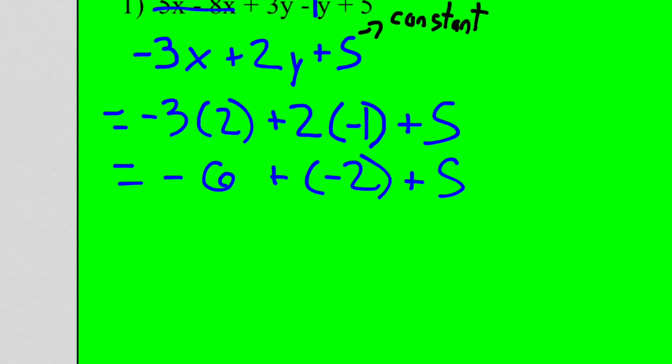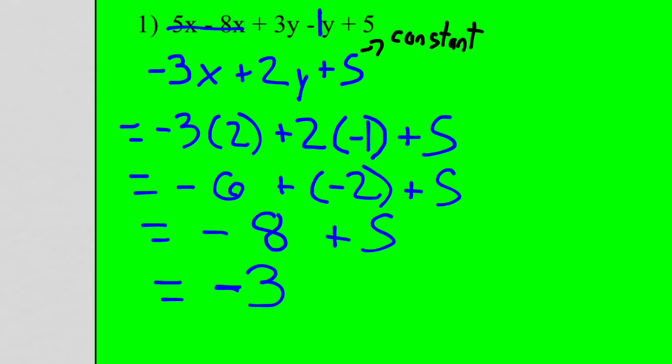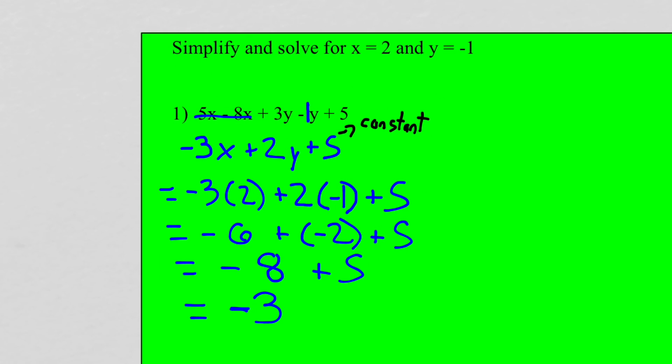Keep working down the page. Negative 6 and negative 2 combines to negative 8. And I still have a plus 5. And then negative 8 and positive 5, the signs are different, so I subtract. And I have more negatives. That makes negative 3. So that's how you can use like terms to simplify a math expression, and then use the idea of substitution to solve that math expression.